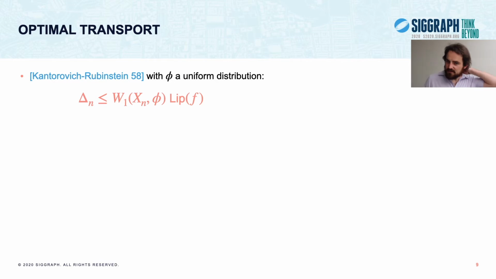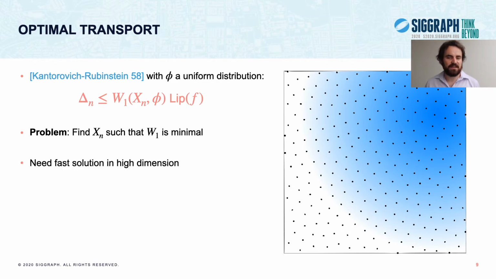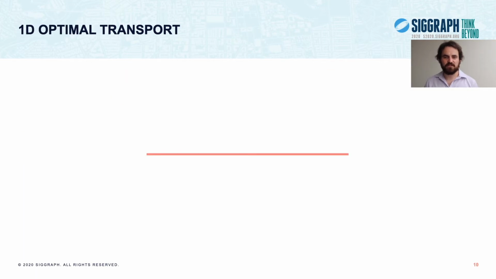So, since optimal transport is a good quality measure, generating a point set that minimizes optimal transport might be a good idea. The problem is there is no fast algorithm to minimize optimal transport in higher dimensions. But let's talk a bit about one dimension. It's quite easy to compute optimal transport in one dimension.